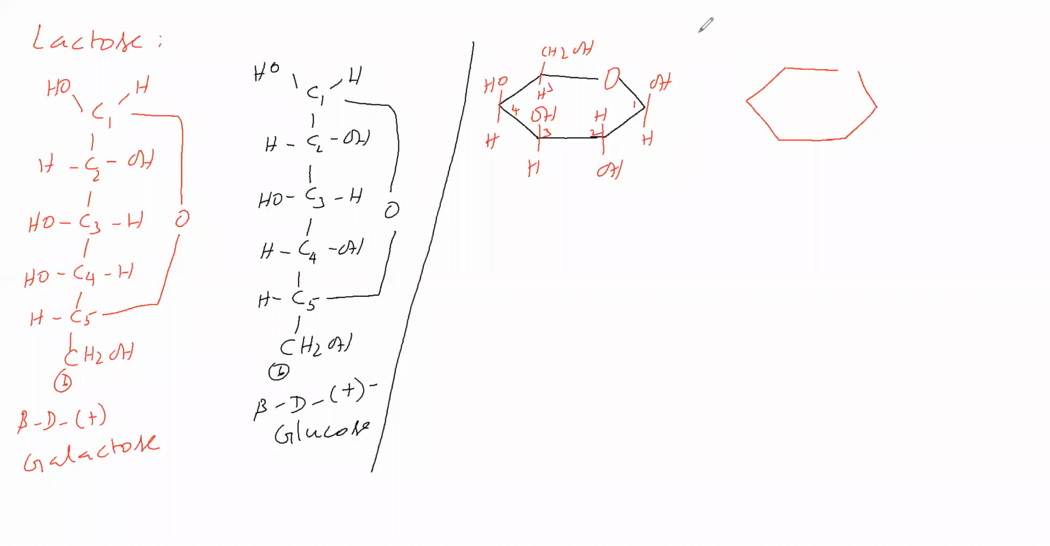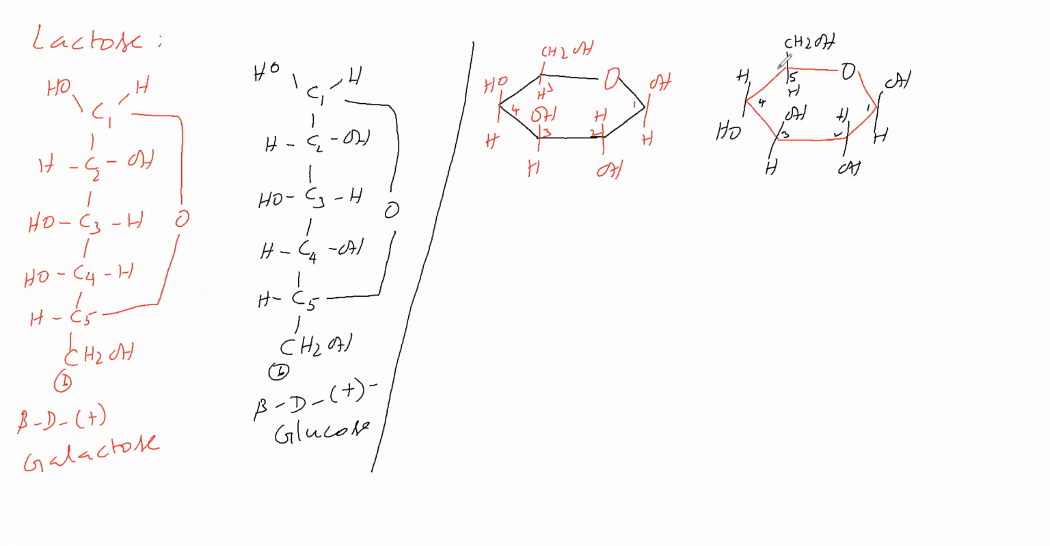Okay. Now we will give numbering: C1 carbon, C2 carbon, C3 carbon, C4, C5 carbon. C1 and C5 are linked through oxygen, an ether. In the C1 carbon, OH on the left side, that is top. C2 carbon, OH on the right side, down. C3 carbon, H on the right side, down. C4 carbon, OH on the right side, down. In C5 carbon, we have to write CH2OH up.